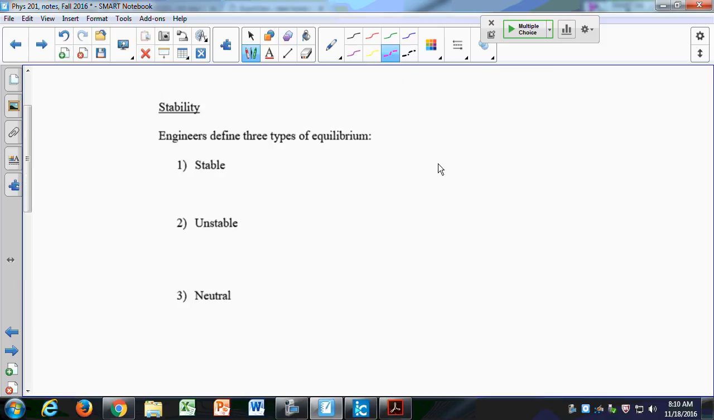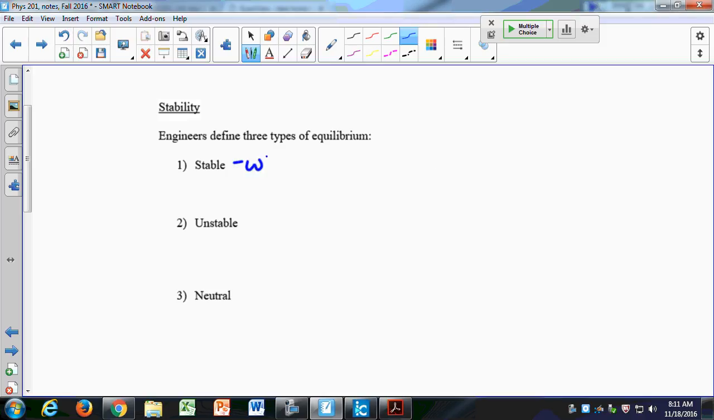Just want to be able to know how to define these types of equilibrium. I don't know if this will be on your exam 4. I'll let you know as we get closer to it whether you need to know this for the exam. But even if not, I just wanted to present it. Those of you going on into engineering will see this in your other classes. You have three types of equilibrium: stable, unstable, and neutral.